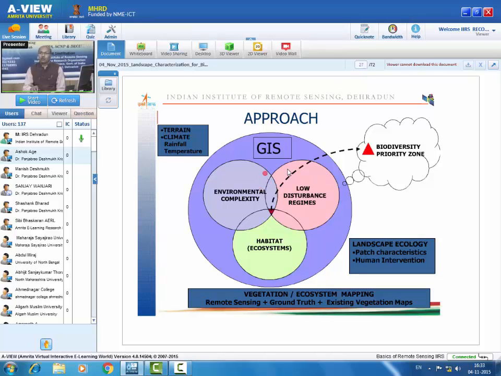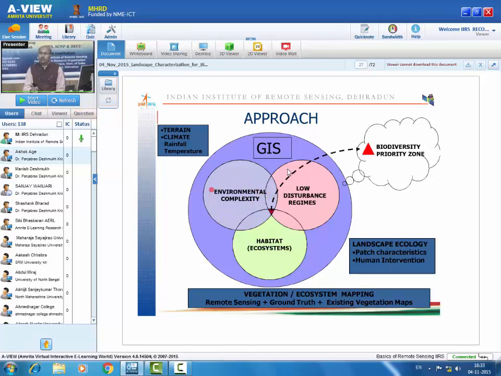What we wanted to do in this study was to identify the area in the center, the red point you can see here, which has the least disturbance. That means it is away from settlement or road. It has very high environmental complexity. That means the slope, the aspect, the altitude, all these are very variable in this area.